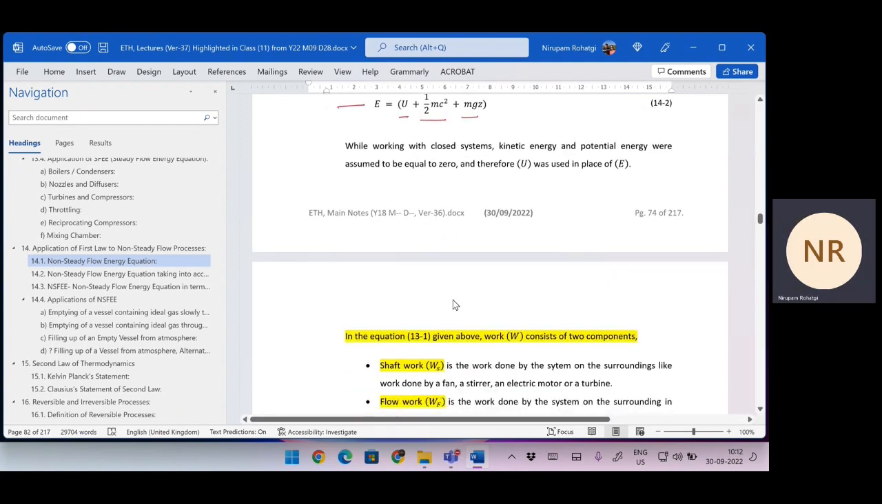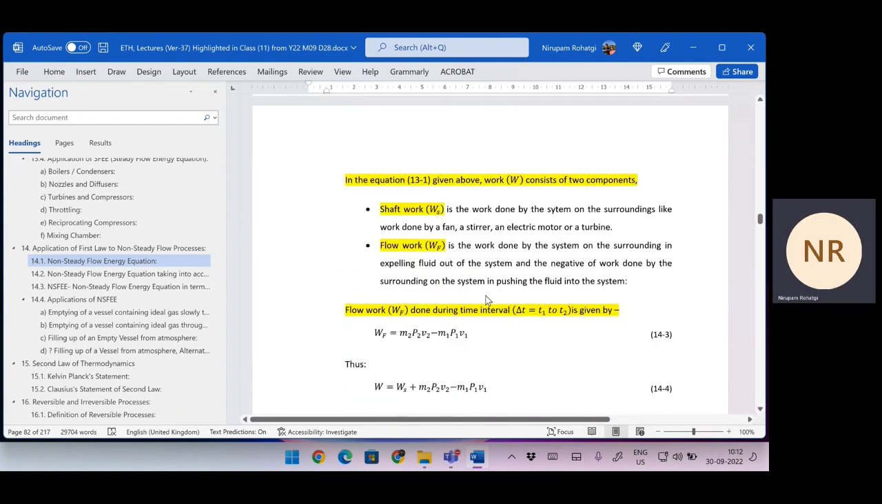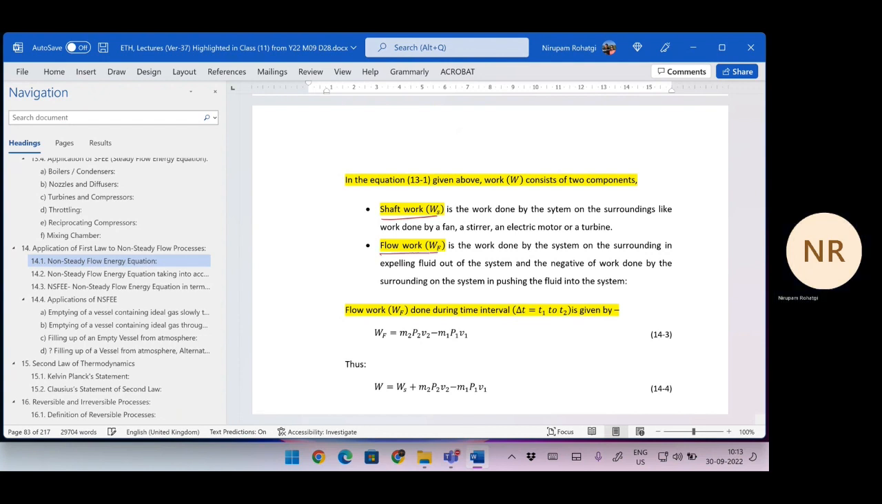Okay. Then I said the work has to be divided into two parts. One is the shaft work and the other is the flow work. Shaft work is the work which goes into the system or comes out of the system because of a stirrer churning in. It may be a rotor or a stirrer, right? If the fluid is moving the rotor, you can derive the power. If the rotor is moving the fluid, you can input the power.